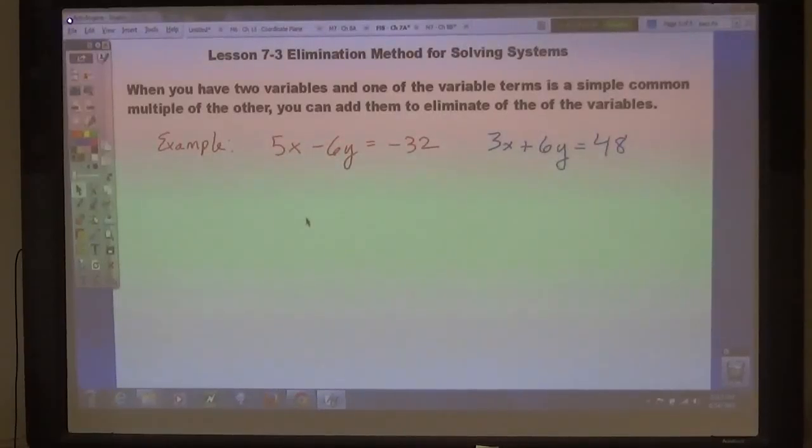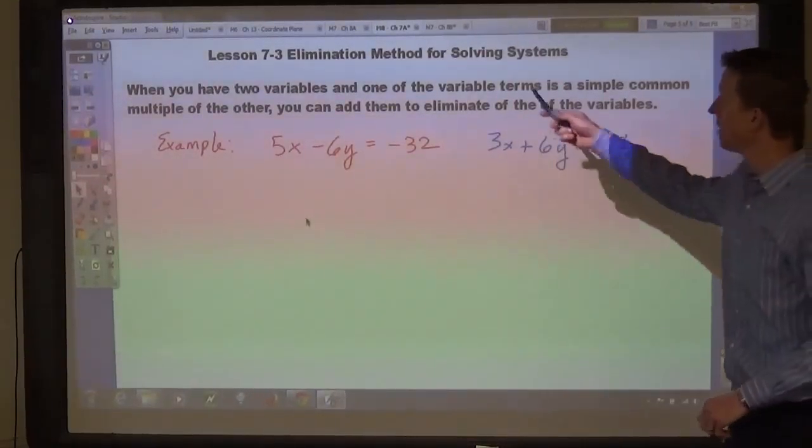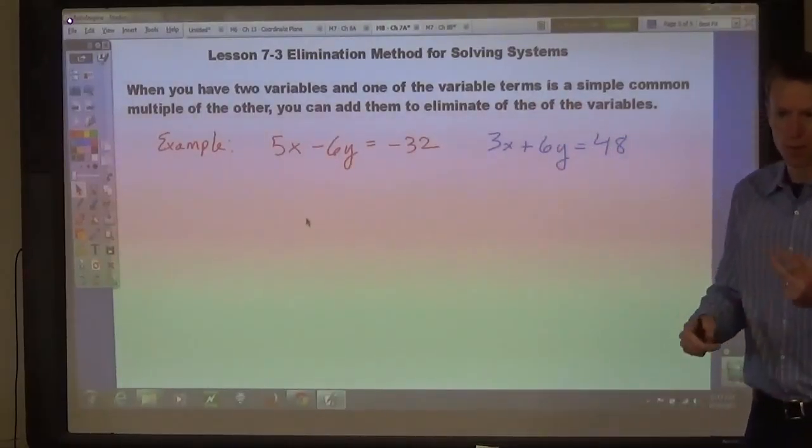Okay, 8th graders, we're going to finish going through lesson 7.3, the elimination method. This is the method for solving systems of equations, meaning more than one equation.